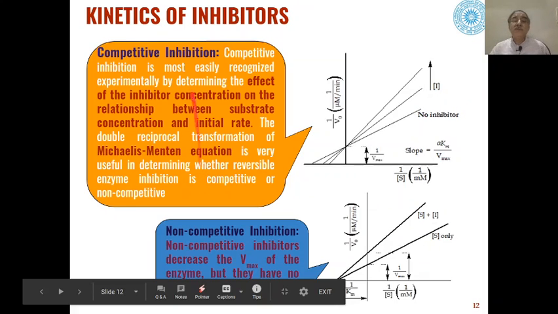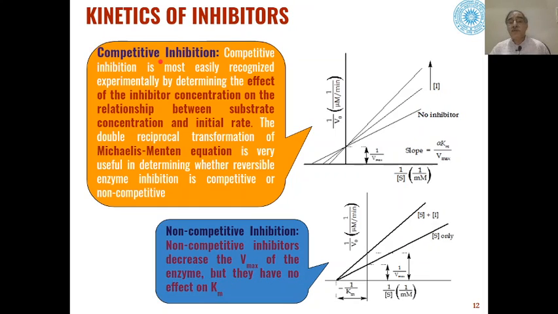Then in terms of kinetics, the competitive, non-competitive and uncompetitive inhibitions can be differentiated, and competitive inhibition is most easily recognized by determining the effect of inhibitor concentration on the relationship between substrate concentration and the initial rate. So the Michaelis-Menten equation will be used. For example, in this case, when there is no inhibitor, we will get a straight line like this, and as we increase the concentration of inhibitor, the kinetics of the reaction will change.